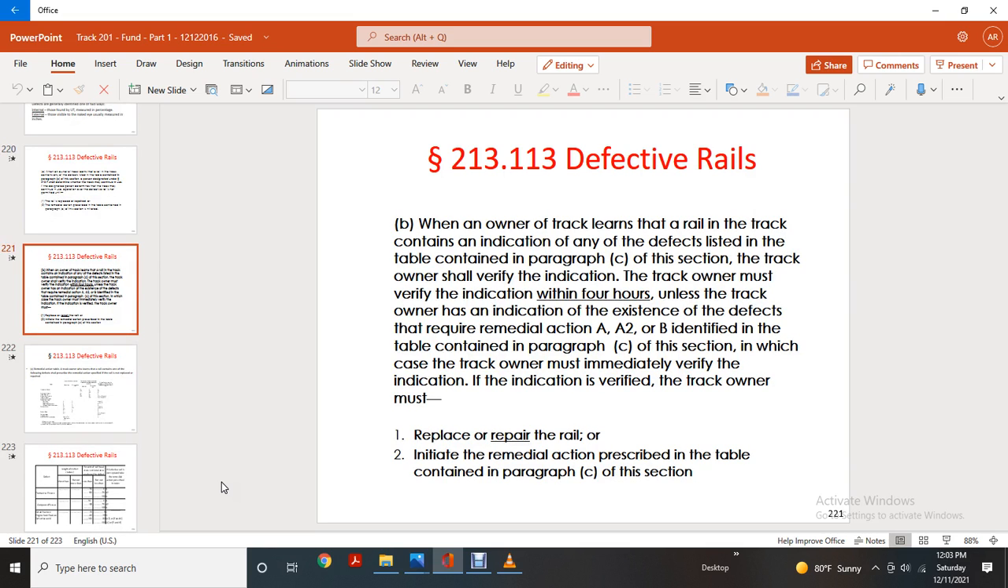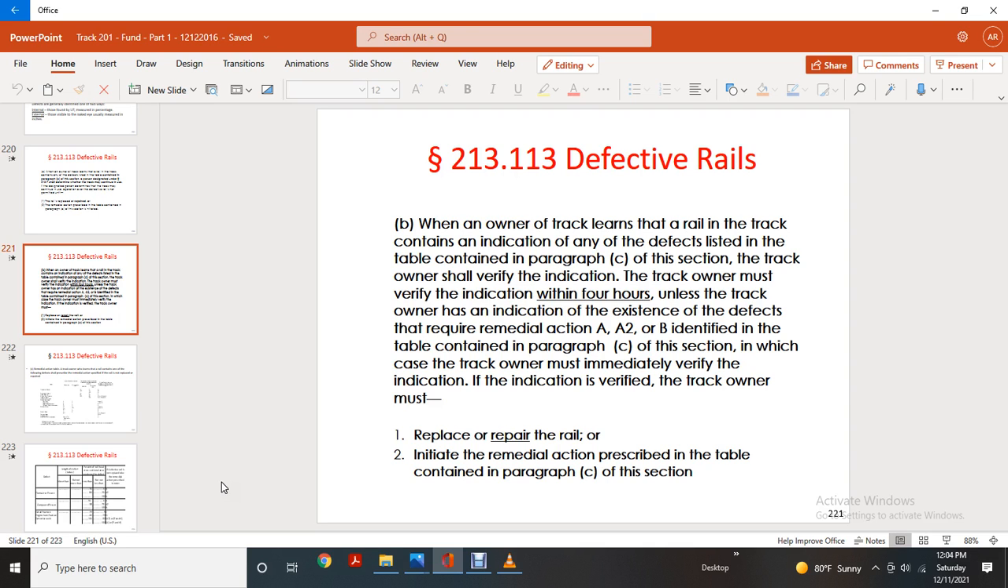When the owner of the track learns for the rail to track with the name of the indication with the defect listed on the table to compare paragraph C with the section of the track ownership of the rail, verify the location. The track owner must verify the identification within 4 hours of the life of the track of the owner. If there's an indication of the existence of the defect with the requirement of the remedial action A2, and B with the identified with the table to contain the paragraph C section in which is the case for the track owner, they must immediately verify with the identification.